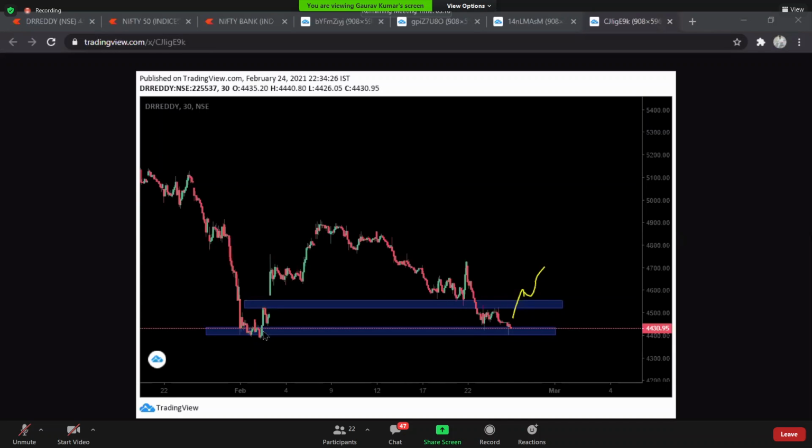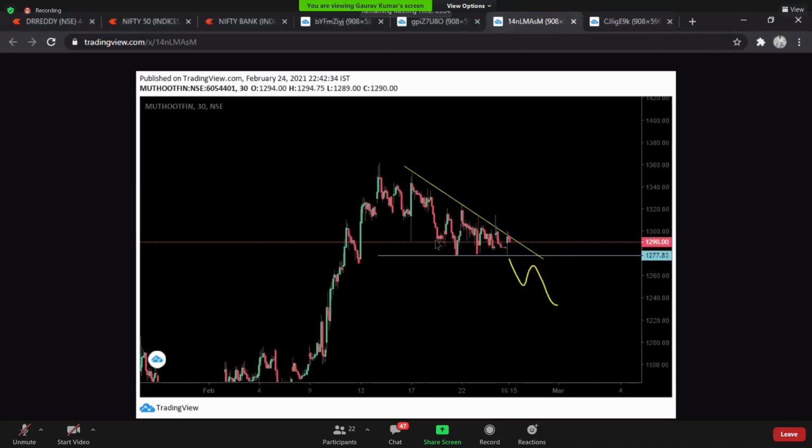Here also there was a double bottom and the stock actually went upwards. Then after forming a flag kind of structure, it moved upwards again, formed a double top and came down, and then it was consolidating within this range and then a move upside. This is what I'd analyzed for Muthoot Finance. I didn't see the chart of Muthoot Finance after that.